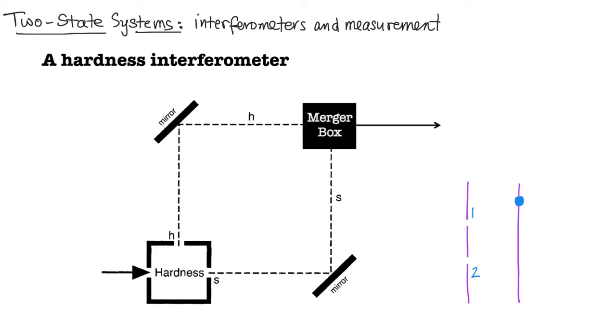So in this current configuration, if we see an electron at the output, we have no information about which path was taken through the interferometer, and therefore which port, H or S, that electron left out of the hardness box.